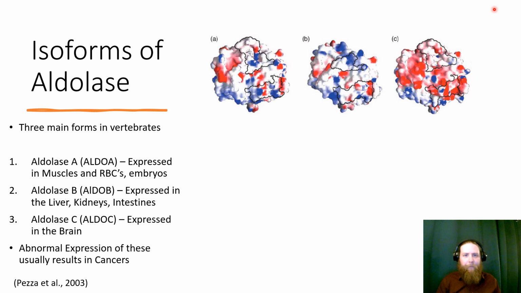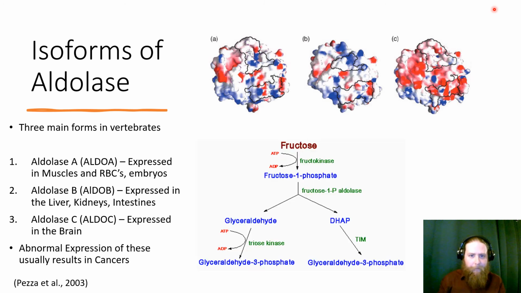Also, something unique about these three isoforms is that they are all located on different chromosomes. Aldolase A is located on chromosome 16, aldolase B is located on chromosome 9, and aldolase C is located on chromosome 17.